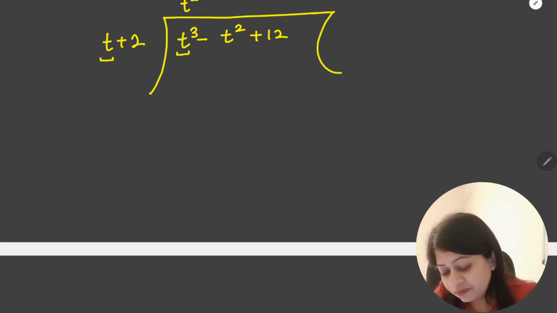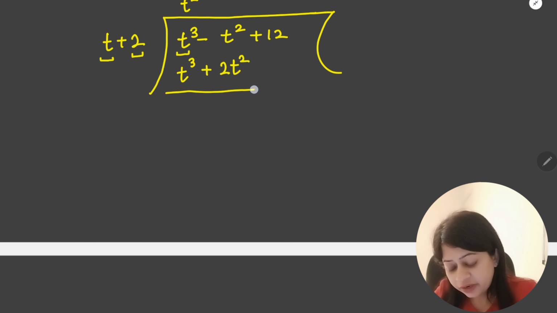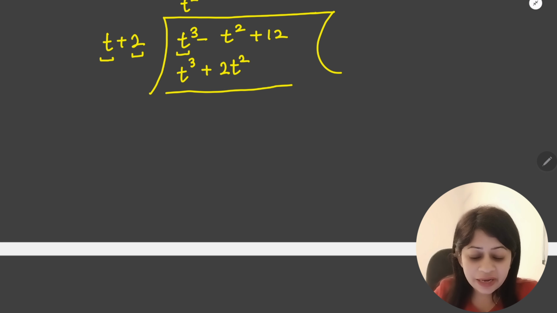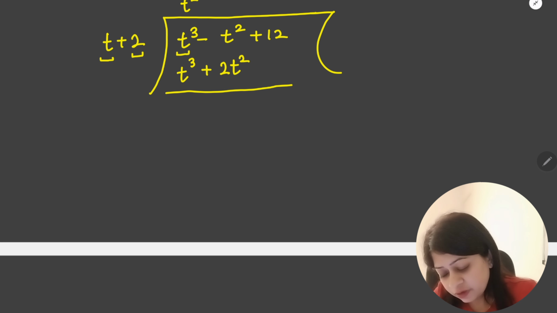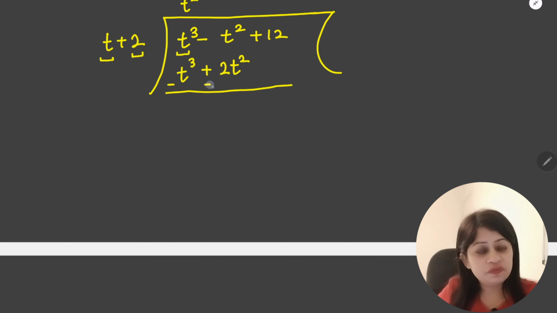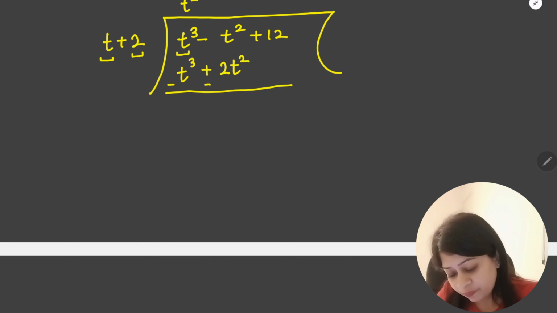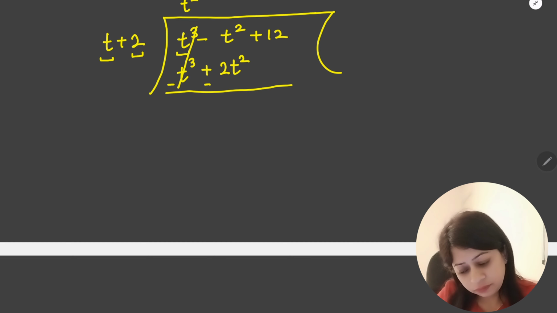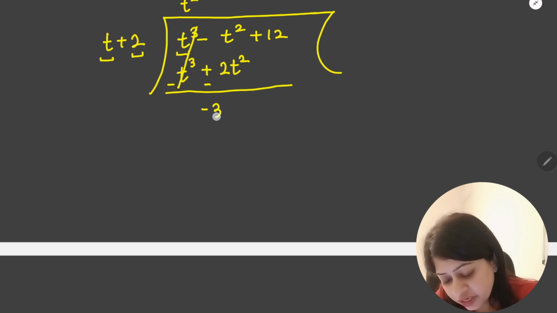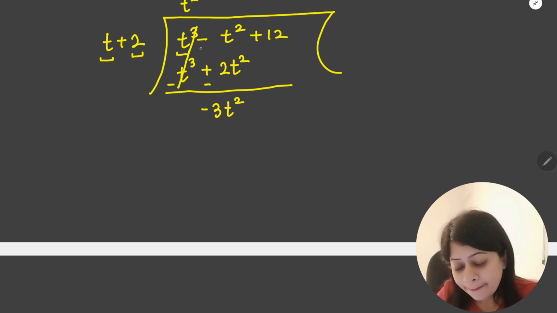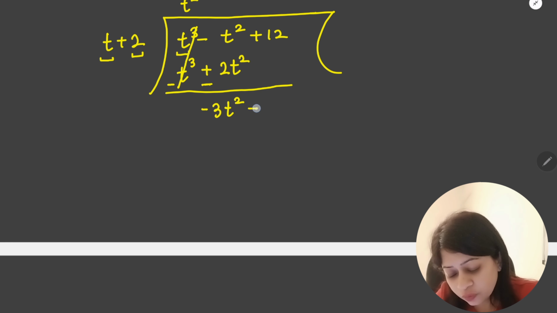Now I will multiply t with t square. I will write it here. I will get t cube. Then this 2 will also be multiplied with t square, so it will become plus 2t square. Now we will subtract it. This is how we do normal division as well. We subtract this term. This will become negative, this will become negative, because whenever we subtract, the terms change sign, and we will cancel out this. Now we have minus 3t square.